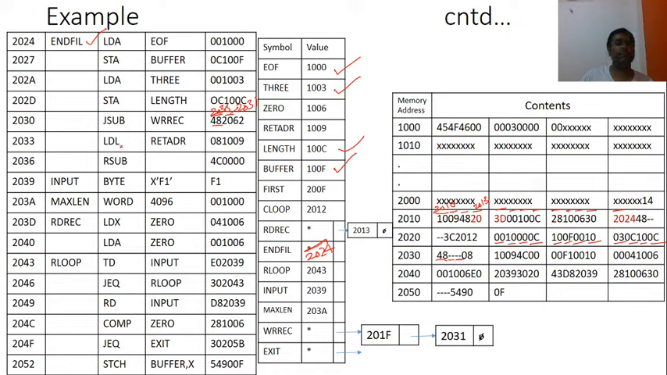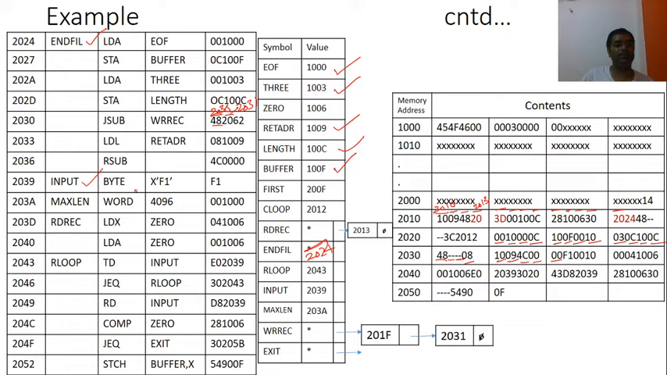Now the next instruction is LDL RETADR. Just check that RETADR is defined. So we can assemble this instruction. Just load the object code 081009. Next instruction is RSUB. There is no operand, so this will be loaded as 4C0000.